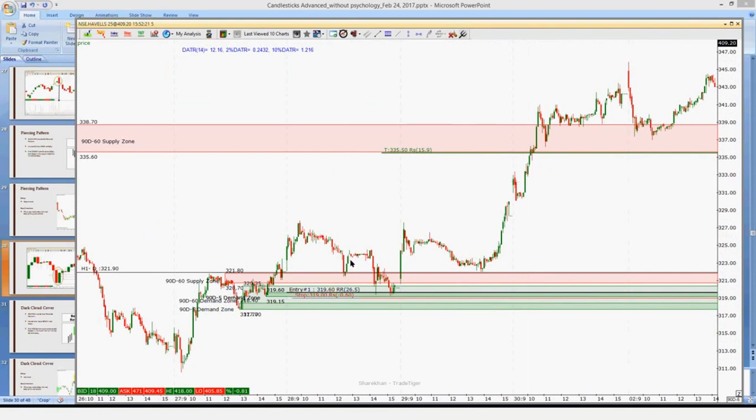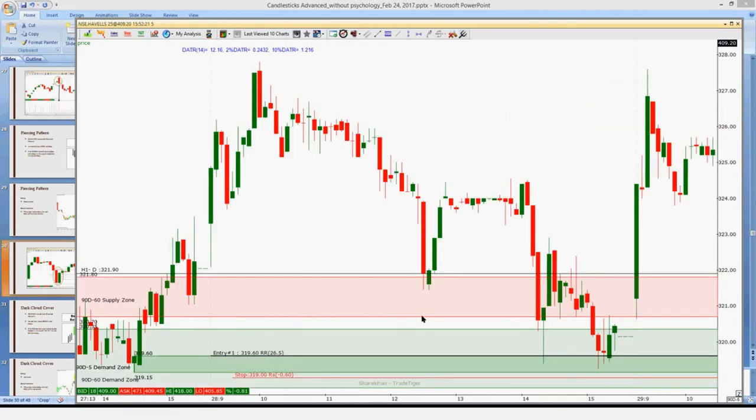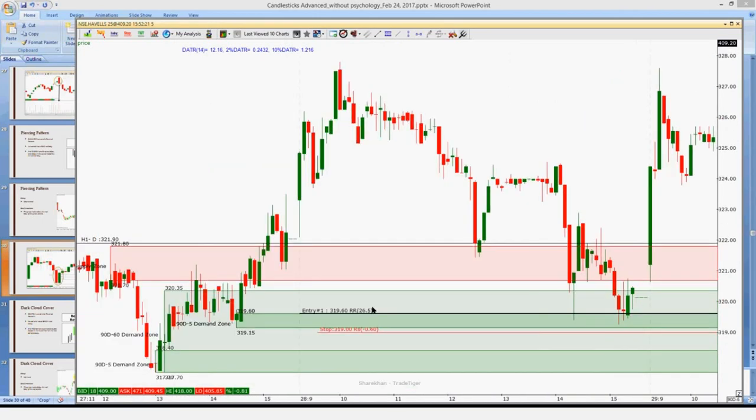Very, very small stop loss. Is that your question? Why the stop loss is very, very small? See, the stop loss is very, very small. Therefore, we have stop loss. I am not deciding stop loss just on my own, right? I am doing what only I taught you. 3 ticks below the distal line. The distal line is at 319.15. 3 ticks below that is 319 only.